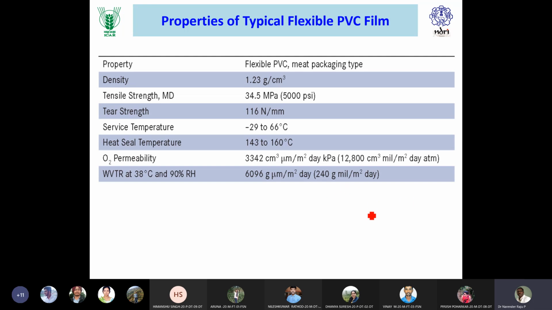You can note down that the density of this material is 1.23 gram per centimeter cube. So this gives a fair idea about the increasing temperature. The serviceable temperature is anywhere between -29 to 66 only. This tells that you cannot use this material for high temperature applications. Maximum, hot fill is what you can use.